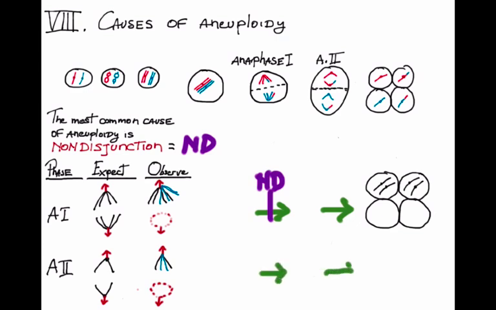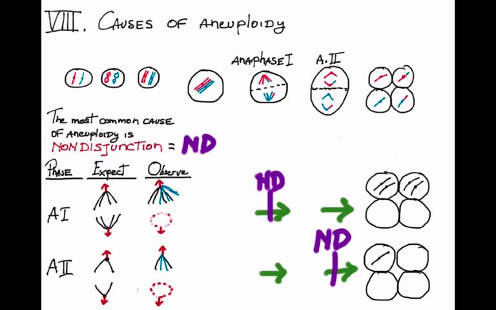Consider now the results of nondisjunction at anaphase 2, A2. 2 of the 4 meiotic products will be normal. The other 2 will not. One will inherit both chromatids, which once separated will result in 2 chromosomes in this particular cell, while the sister cell will not inherit any copy. In summary, the earlier nondisjunction occurs, the more pervasive the outcome.